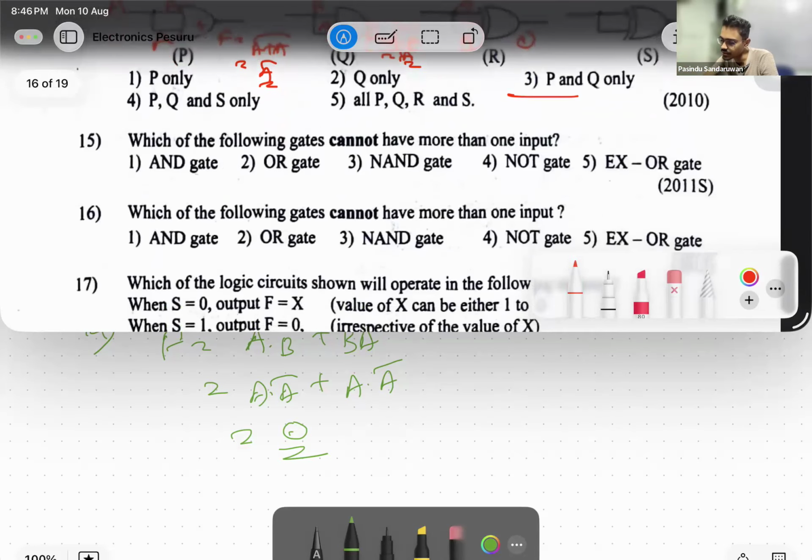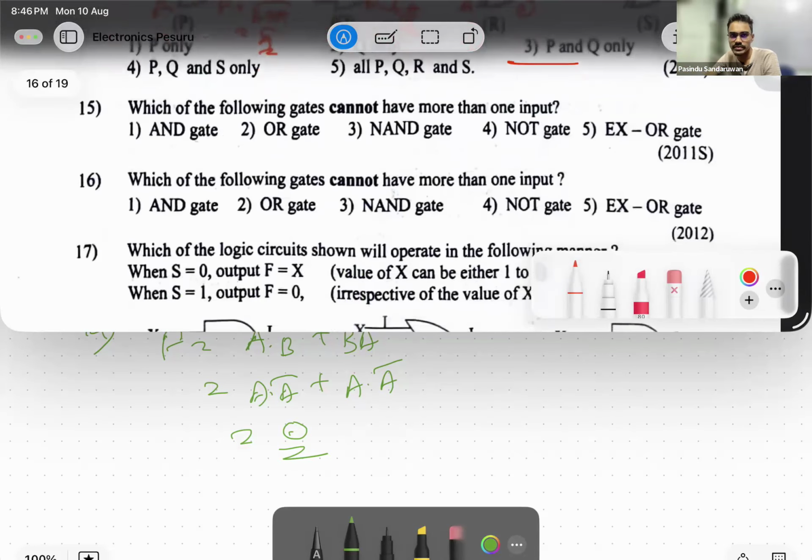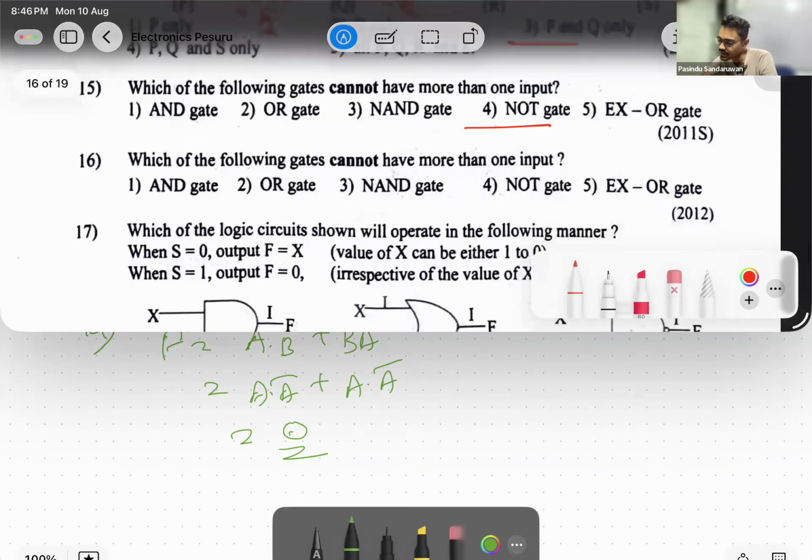Which of the following gates cannot have more than one input? That's a very popular case. Only one input is possible for the NOT gate because a NOT gate is actually a transistor functioning as a switch, and VIN is given at the base. There's only one base for the transistor. Same question, 2011 new syllabus and old syllabus, 11, 12 mark case.